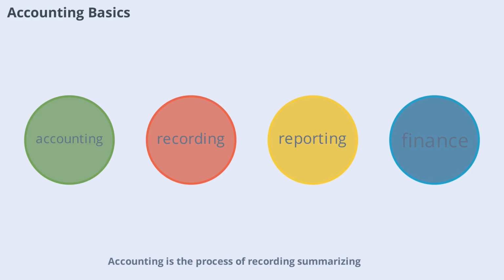Accounting is the process of recording, summarizing, and reporting a company's financial activities. It's essential for making informed decisions, both inside and outside the business. Managers use accounting to plan budgets and track performance, while banks and investors use it to assess financial health. Accurate accounting helps businesses operate efficiently and meet legal requirements.